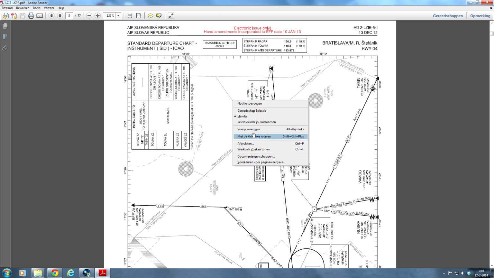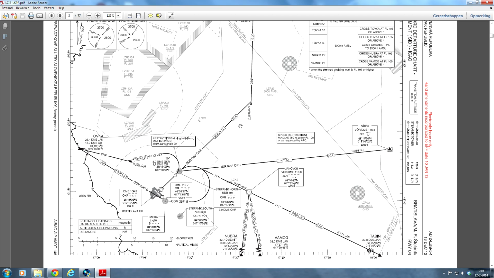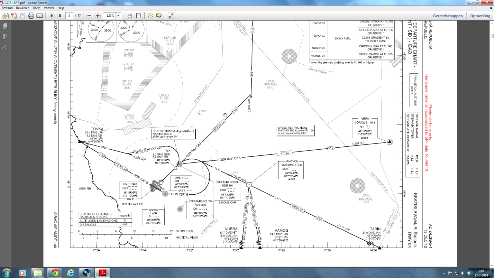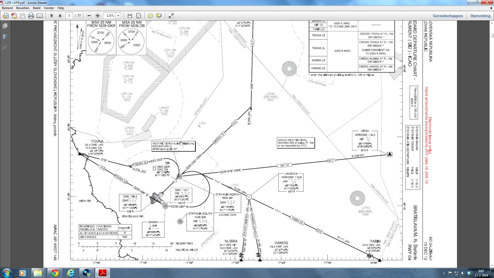Then we have some important frequencies. Often when departing from an airport, it's likely that you have to do the handoff yourself. You're not getting handed off by tower. You have to switch to the departure frequency yourself, so be aware of those frequencies. And of course also the ATIS information is very important, because you need to listen to the ATIS before you're going to depart. So let's turn the chart around again, and here we have the nice representation of the standard instrument departures. As you can see, it's just very simple.